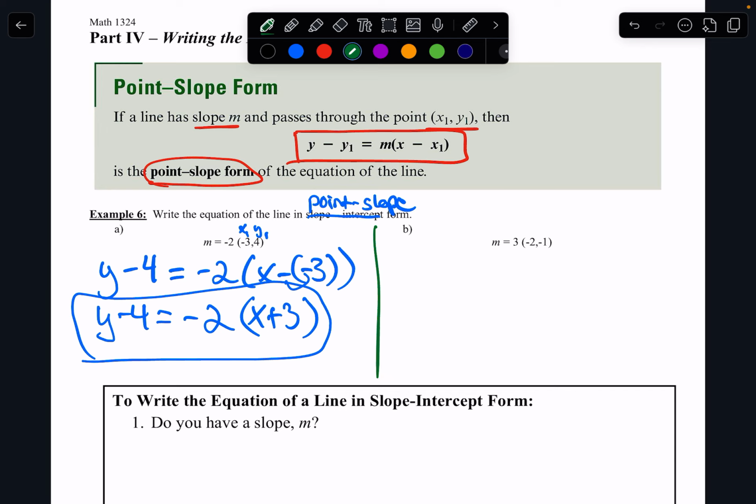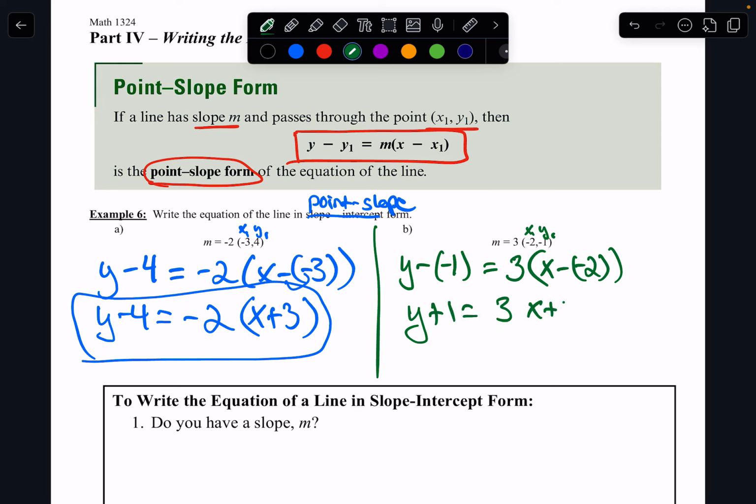Okay, let's do another one. Again, x1, y1. So y minus -1 equals, our slope is 3, times x minus -2. And again, we need to get rid of those back-to-back negative signs. So y plus 1 equals 3 times x plus 2. And that would be your point-slope form.